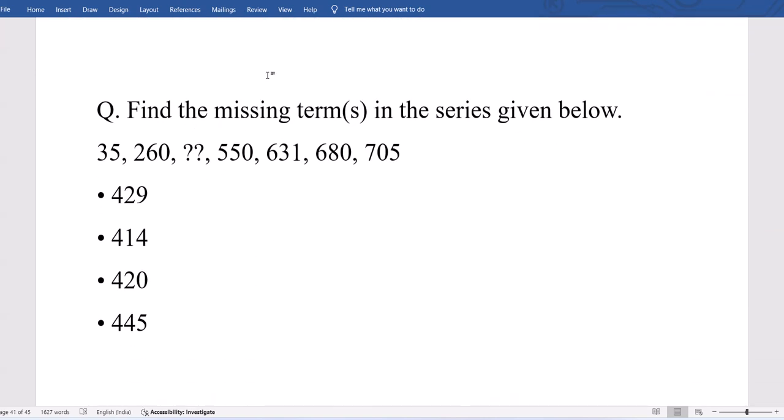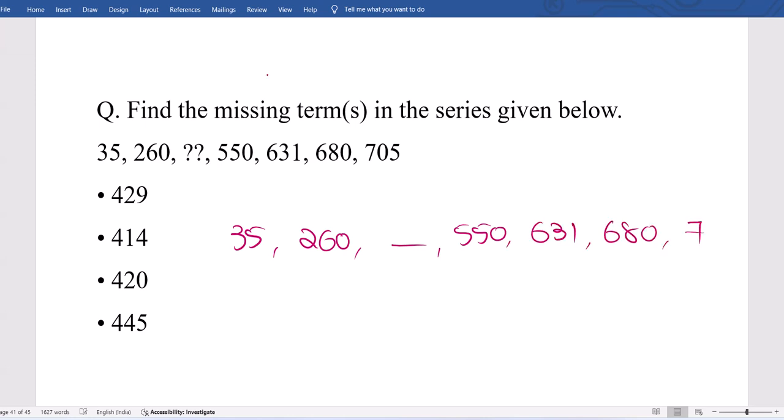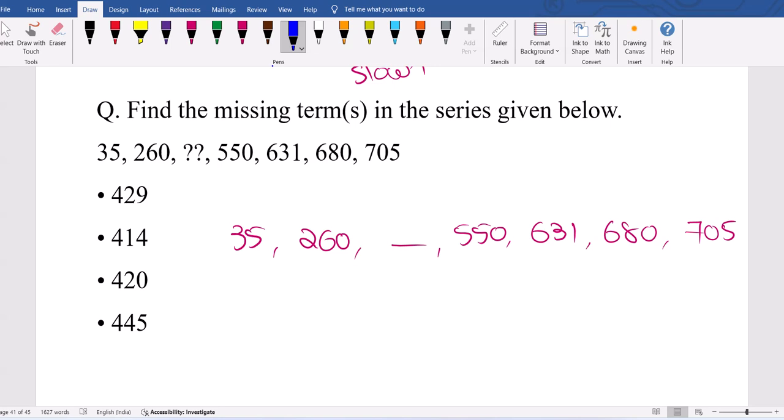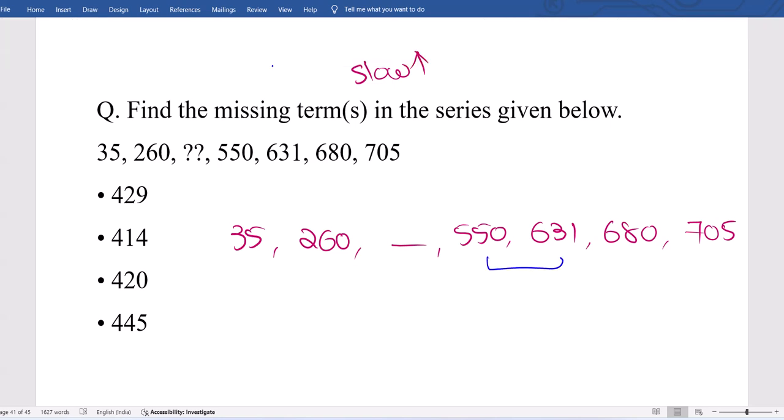Now, missing terms. 35, 260, some unknown, 550, 631, 680, 705. This is also slow increasing, because 35, after this many terms, still it is 700. When terms are slow increasing, take difference between numbers.